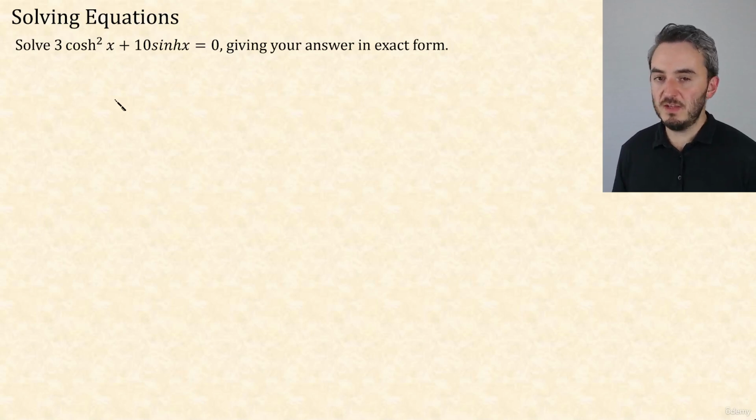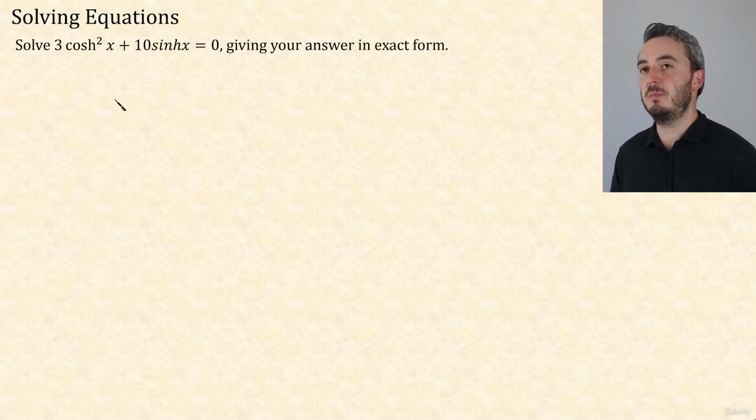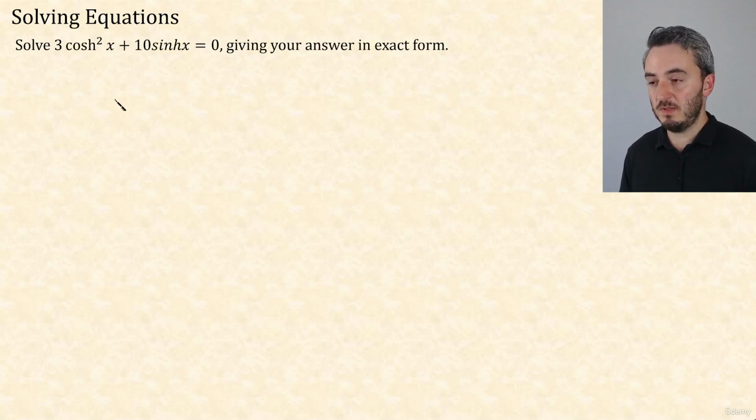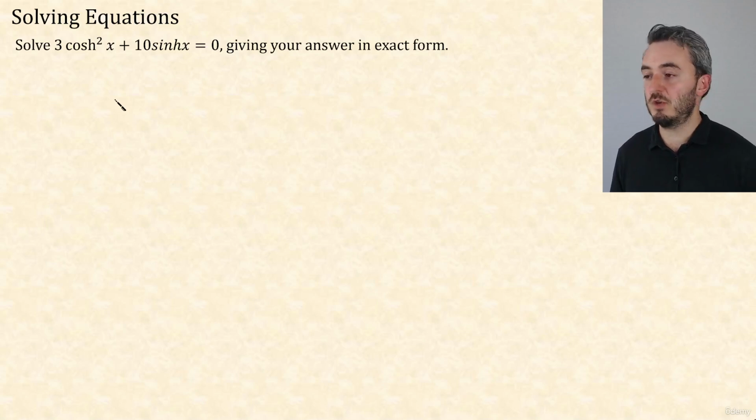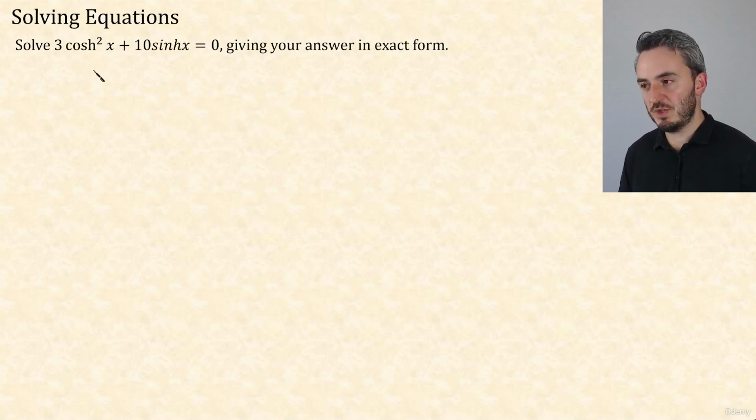And really the key thing I want you to think about is, should we be converting everything into exponentials, or should we be trying to stay in hyperbolic trig world? Okay, I think in this case, better to stay with hyperbolic functions because we can convert that cosh squared x into sinh squared x and get everything in terms of sinh.